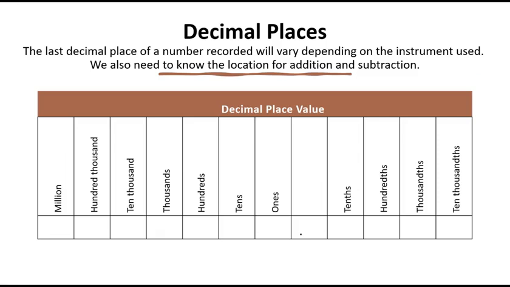Let's review our decimal places. The last decimal place of a number recorded will vary depending on the instrument used. We need to stop with the first uncertain digit. We will also need to know the location for addition and subtraction rules. In the previous example, we were working with two terms. One term ended in the tenths place and the other ended in the hundredths place. Notice that the tenths place goes to the right the least.